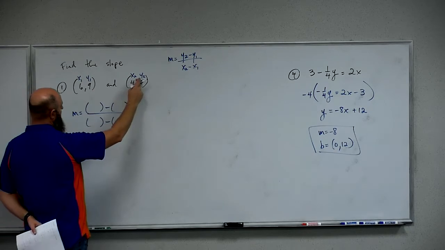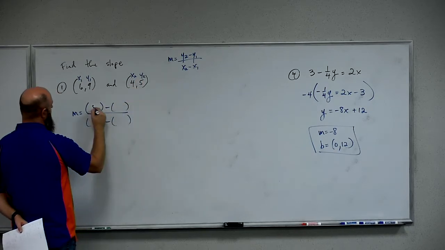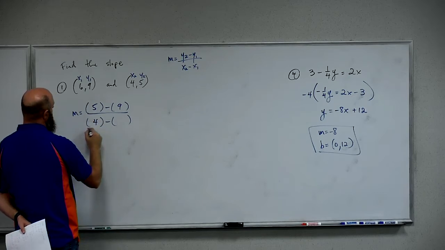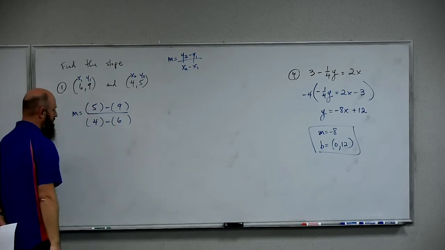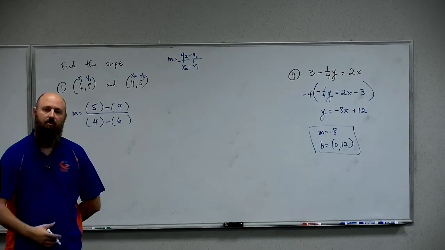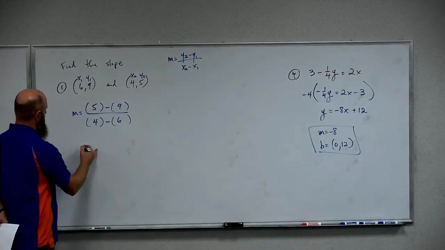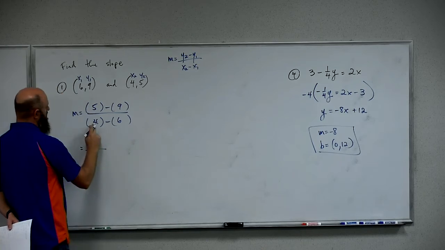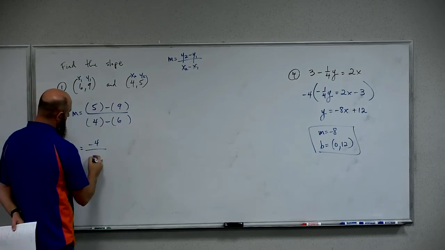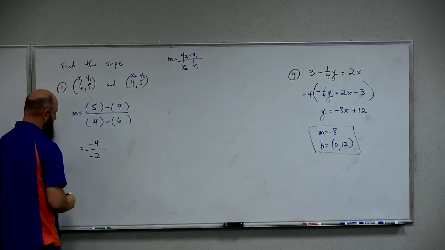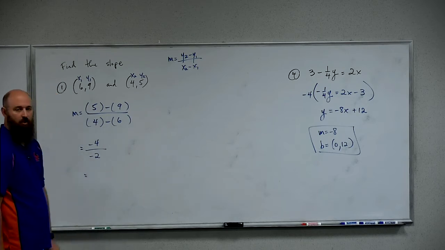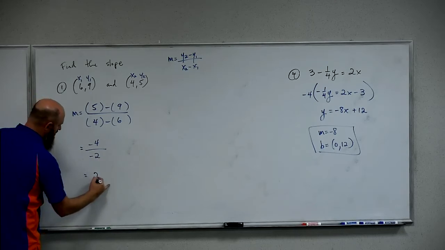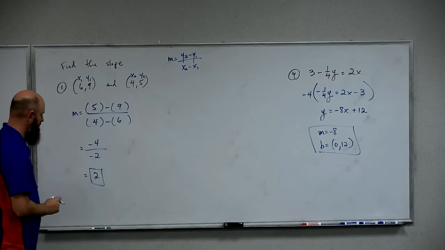And so here I'm going to plug that in. It says y2 is 5, y1 is 9, x2 is 4, x1 is 6. And then we can do the math. 5 minus 9 is negative 4. 4 minus 6 is going to be negative 2. And then we do that division, or we reduce. Negative 4 divided by negative 2 is a positive 2.